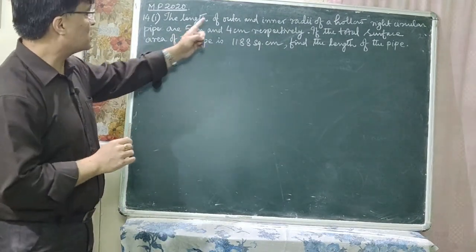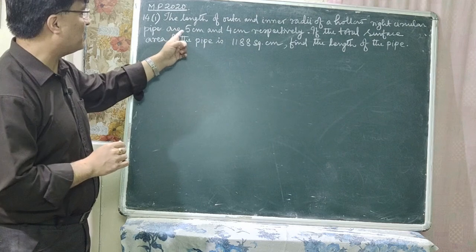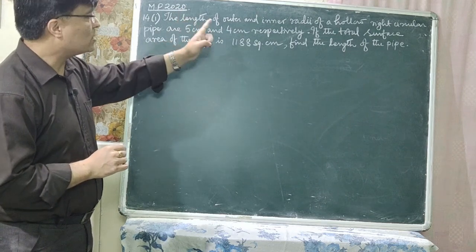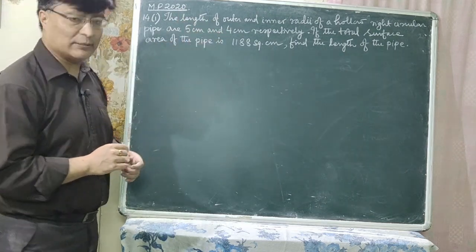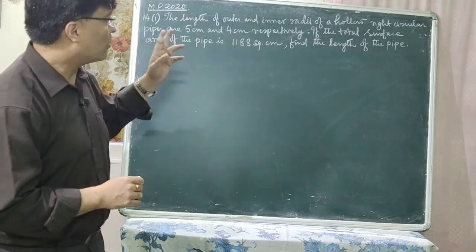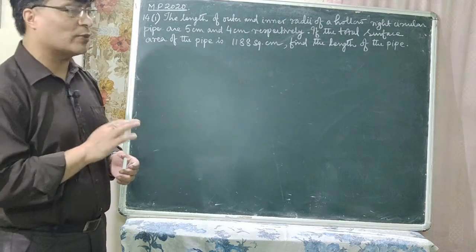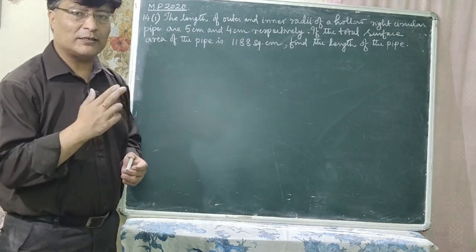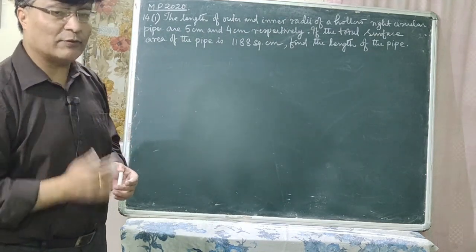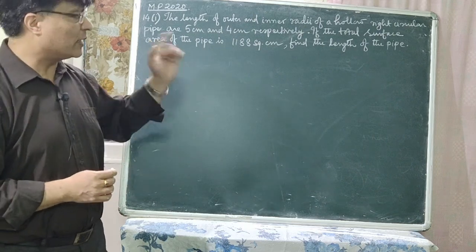Okay? So what is the outer radius of the pipe? It is 5 cm. And what is the inner radius of the pipe? It is 4 cm. Is that clear? Now if the total surface area of the pipe is 1188 square centimeter, you have to find out the length of the pipe. So let us draw the figure.